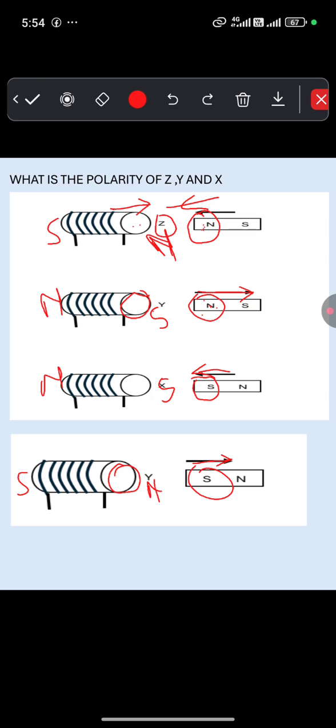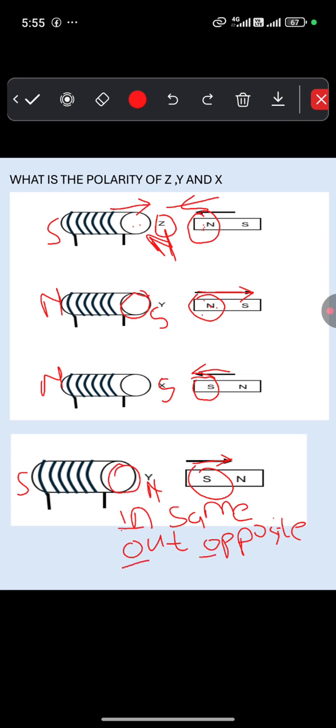So when you push in, these poles become the same. But when you pull out, it becomes the opposite pole. The pole becomes opposite, as we can see. So out, opposite; in, same.